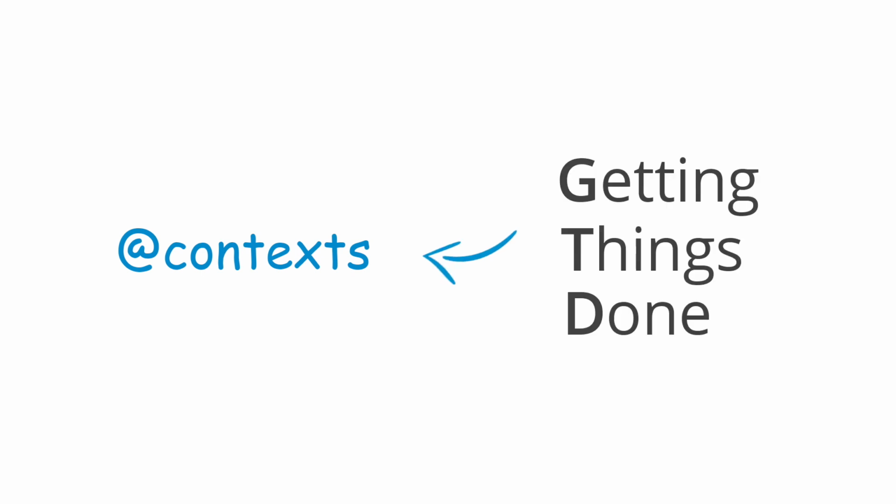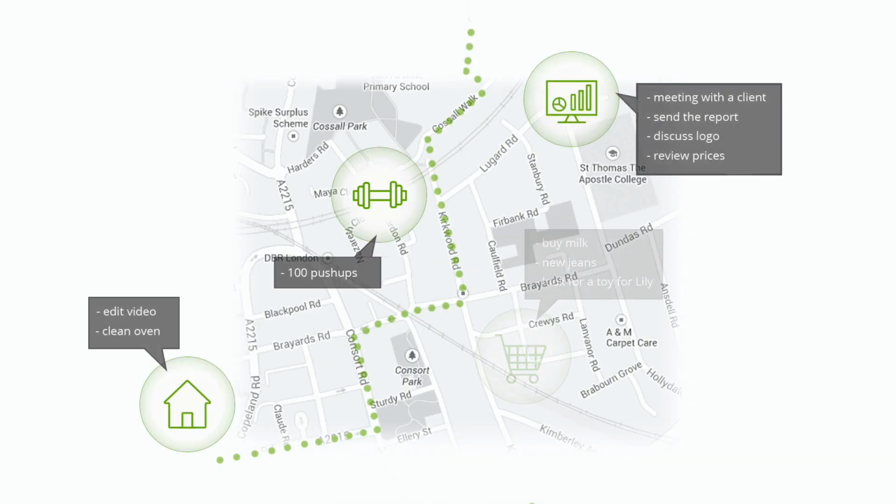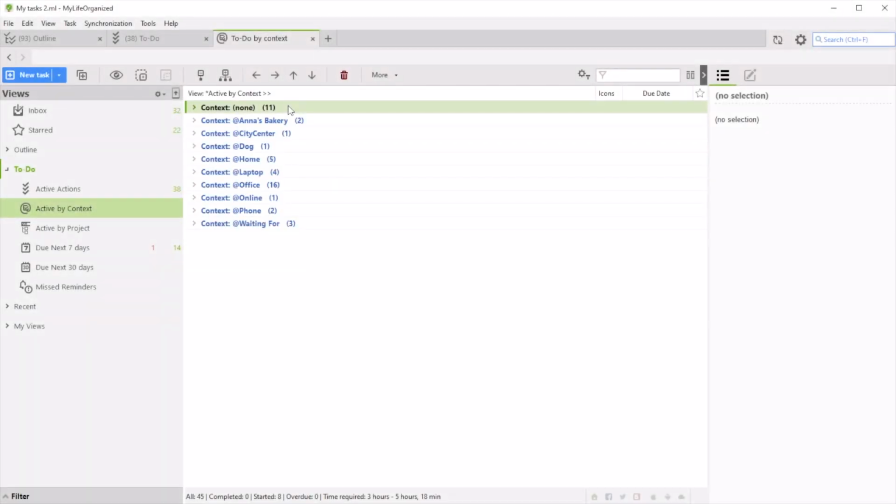Organizing tasks by context is one of the main ideas in Getting Things Done, the classic productivity system. By assigning a context, you indicate where and when it can be done or what tool you need to perform it. It can be anything that helps you quickly pick out tasks depending on the context you're in now. MLO has a special view which displays active tasks grouped by context.